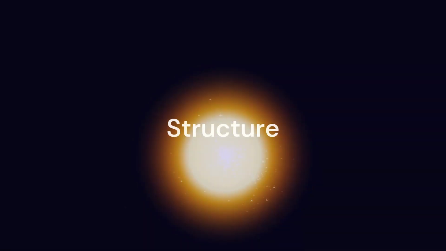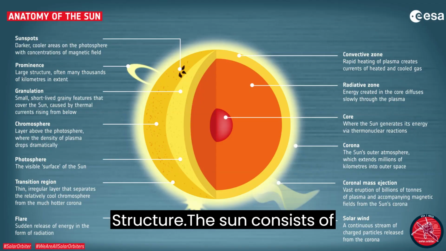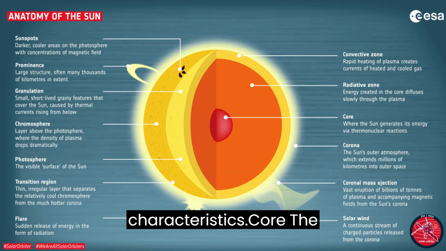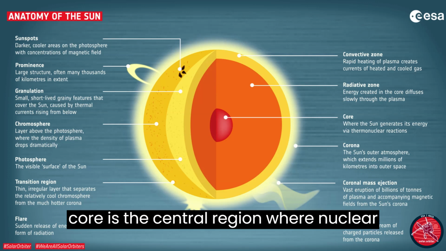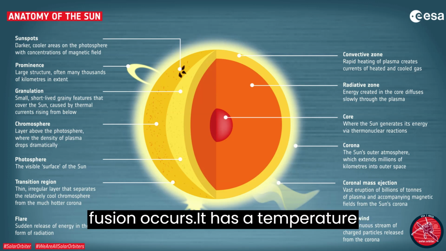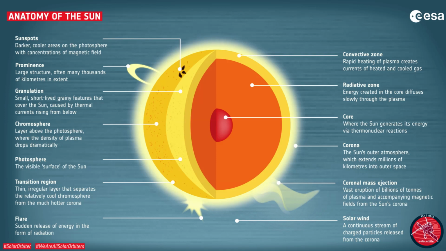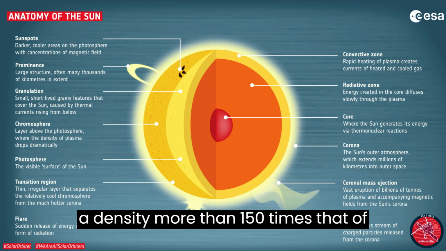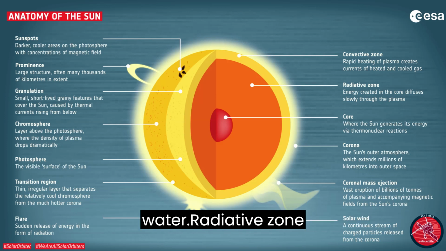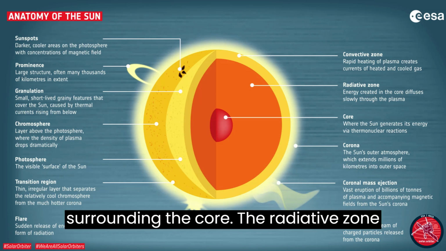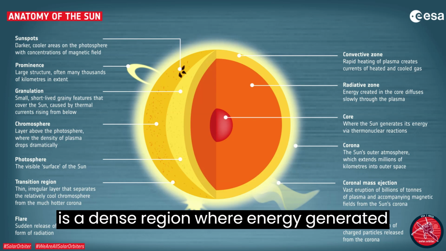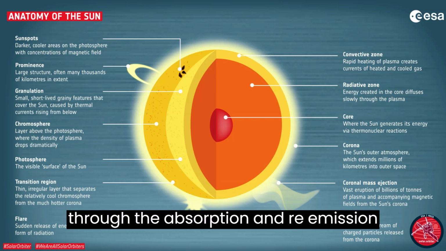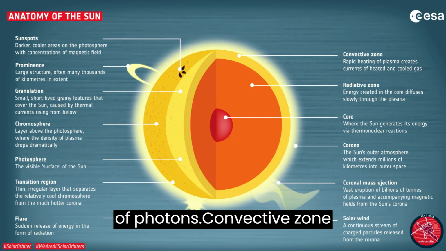energy. Structure. The Sun consists of several layers, each with its distinct characteristics. Core. The core is the central region where nuclear fusion occurs. It has a temperature of about 15 million degrees Celsius and a density more than 150 times that of water. Radiative zone. Surrounding the core, the radiative zone is a dense region where energy generated in the core gradually moves outwards through the absorption and re-emission of photons.